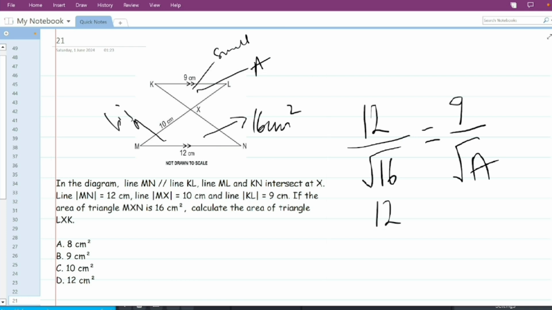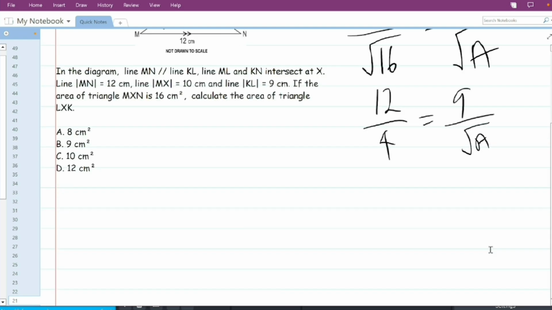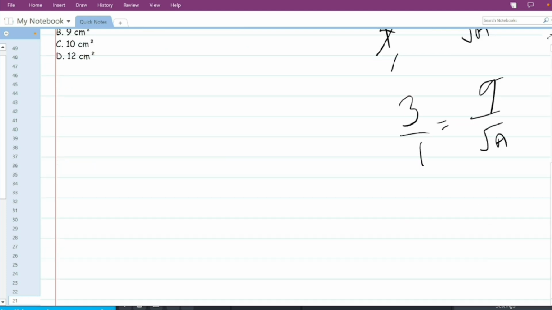So we have 12 over square root of 16, which is 4, equals 9 over square root of a. You can break this down or we can cross multiply and solve. Breaking down is allowed. So you can say 4 here 1, 4 here 3. So we have 3 over 1 equals 9 over square root of a. On the next line we cross multiply, we have 3 times square root of a equals 9 times 1.